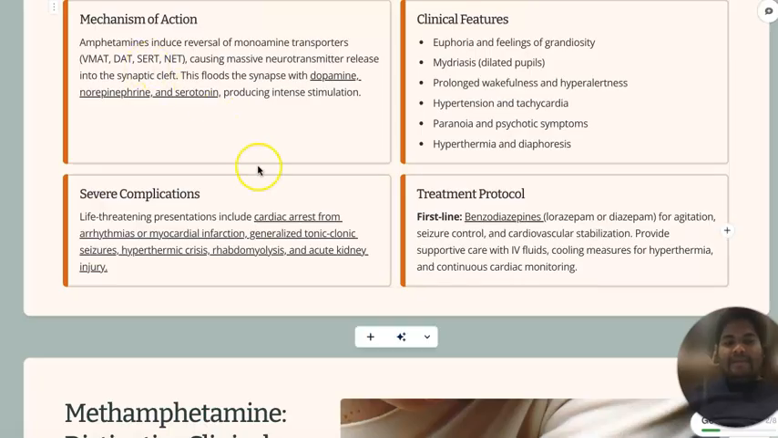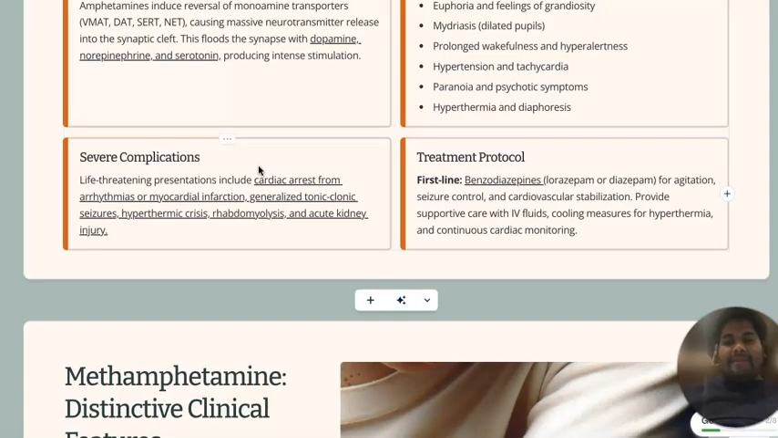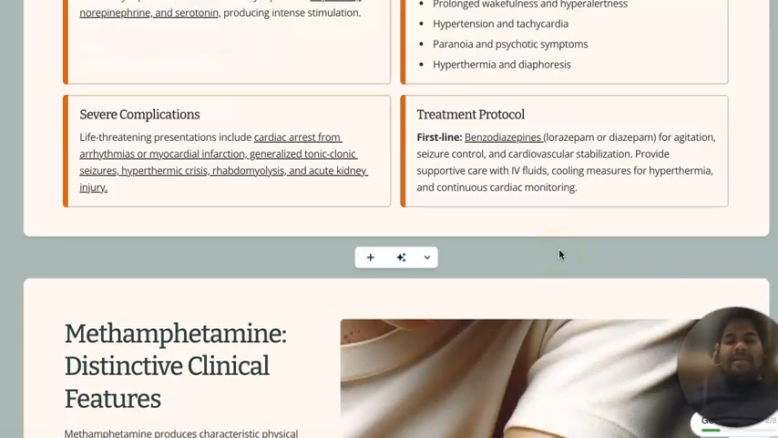For treatment, we use benzodiazepines, either lorazepam or diazepam. This helps to control agitation, control seizures, and stabilize the cardiovascular system. We also provide supportive care with IV fluids, cooling measures for hyperthermia, and continuous cardiac monitoring.